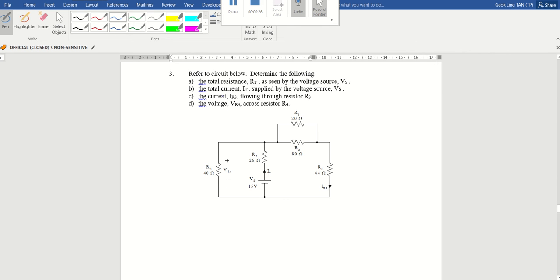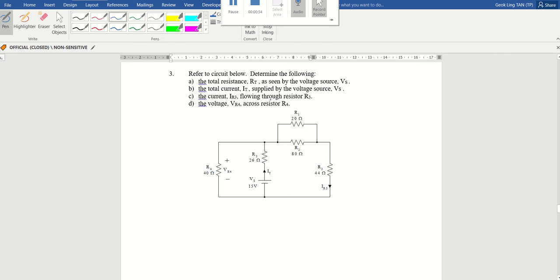Okay, and then circuit part B, total current IT. IT is here. You have to refer to all the labelings on the diagram. IT supplied by Vs, and then the current IR3 flowing through resistor R3, and the voltage VR4 across resistor R4, which is this.